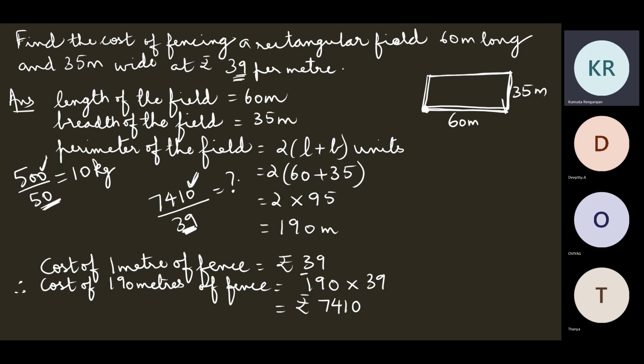Why perimeter? Why not area? Because it's the total cost of fencing. And where will we put the fence? Along the boundary, which is the perimeter. So when you divide the total cost by rate, you will always get the perimeter of the field. Remember that. When you divide the total cost of fencing by the rate of fencing, you will get the perimeter of the field.